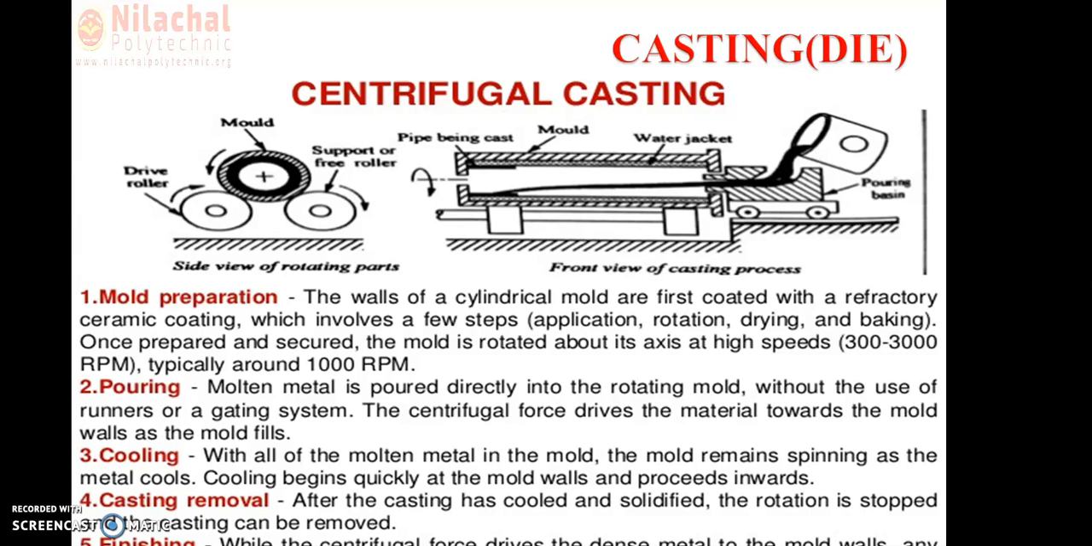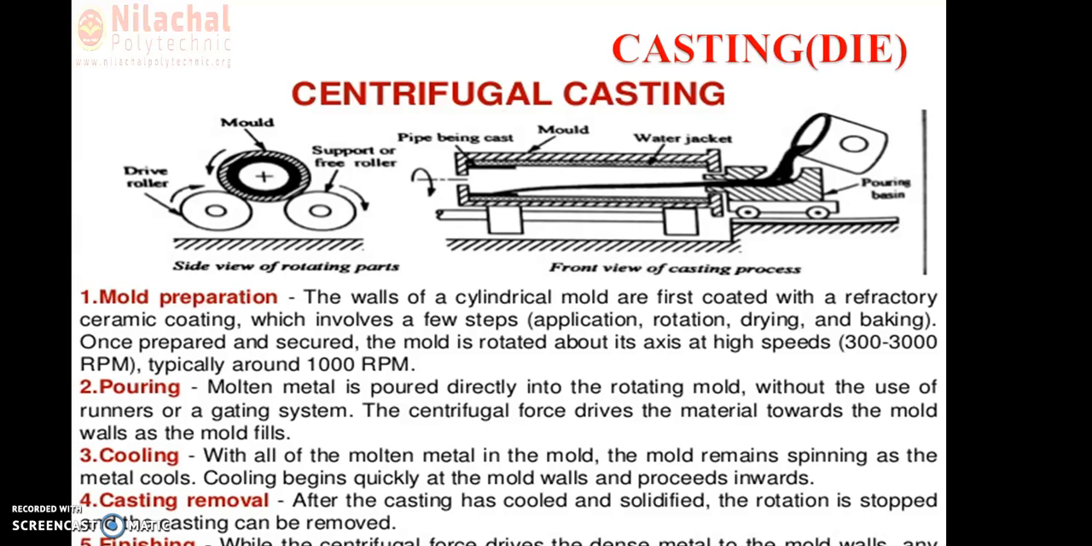Thereafter, the next operation step is pouring. Molten metal is poured directly into the rotating mold without the use of runners or a gating system. The centrifugal force drives the material towards the mold walls as the mold fills. The next operation is cooling. The mold remains spinning as the metal cools. Cooling begins quickly at the mold walls and proceeds inward.